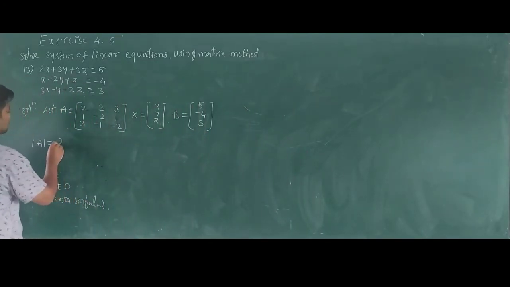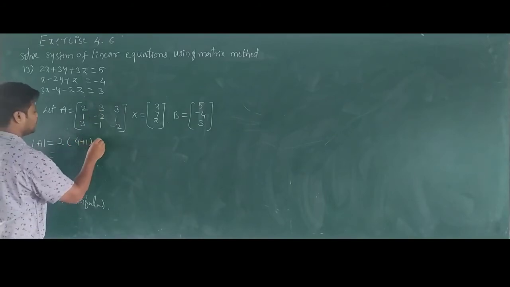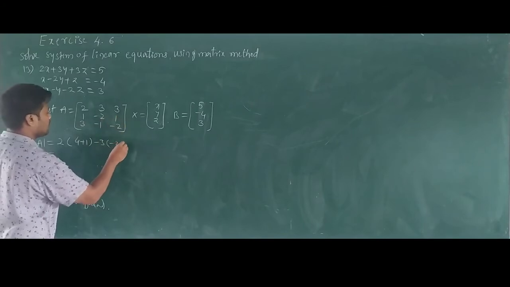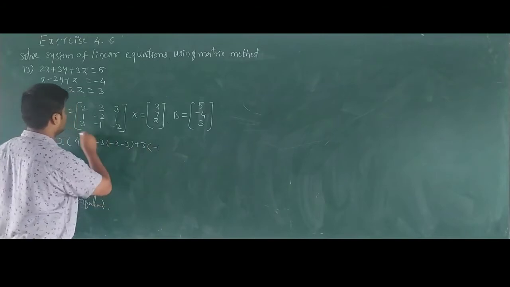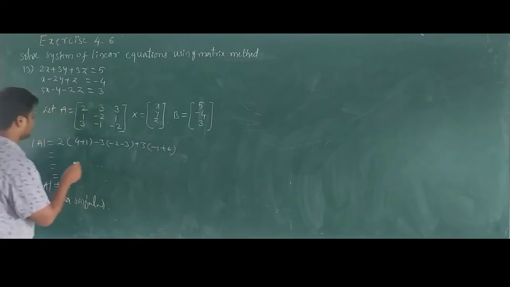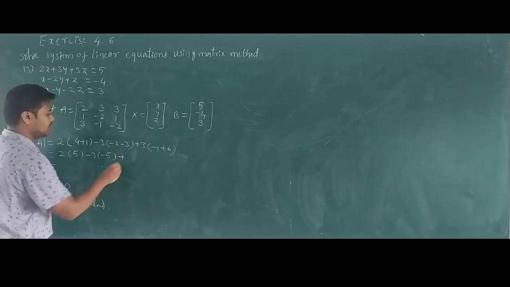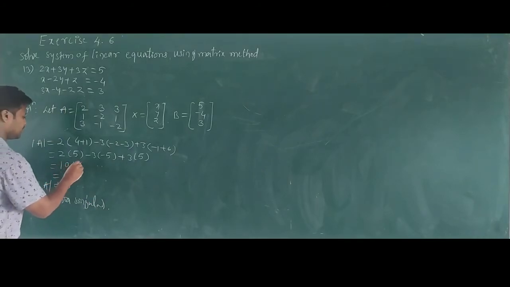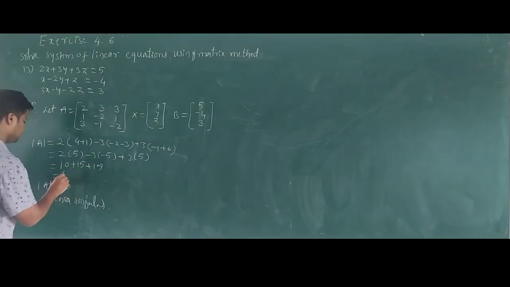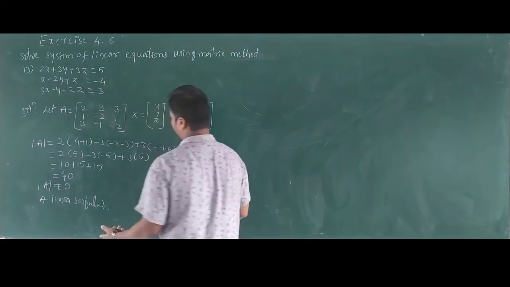Determinant of A is 2 into plus 4 plus 1, minus 3 into minus 2 minus 3, then plus 3 into minus 1 plus 6. This is 2 into 5 minus 3 into minus 5 plus 3 into 5. 10 plus 15 plus 15. This is 40. Determinant of A is not equal to 0, so A is non-singular.